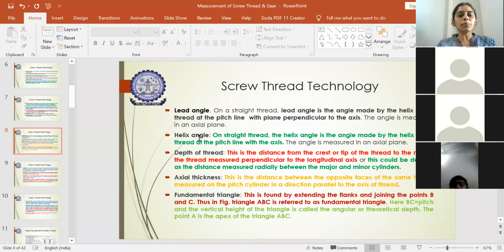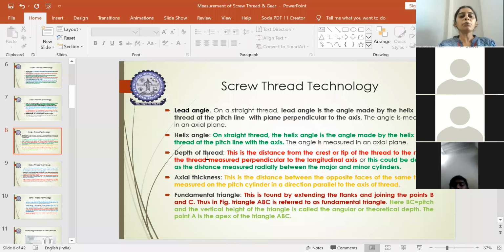Next you should know what you mean by helix angle. On the straight thread, the helix angle is the angle made by the helix of the thread at the pitch line with the axis. So this is along the axis, and if you measure the angle perpendicular to the axis, then you get the lead angle. If you measure parallel to the coaxial axis, then the angle we get will be the helix angle. So you should know the difference between the lead angle and the helix angle. Helix angle is measured parallel to the coaxial axis of the thread, whereas the lead angle is taken with respect to the plane perpendicular to the axis.